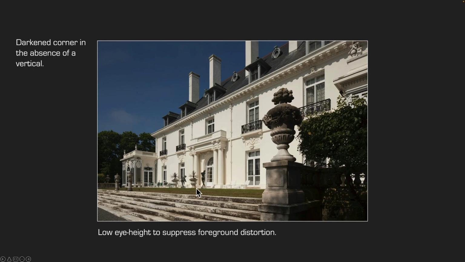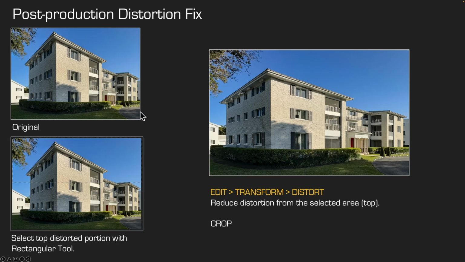Here's another example. I'm really low to the ground. I want a monumental kind of feeling to this building, and I don't have a full height vertical here, so in post-production, I burned the corner a little bit, again, to give me a little bit of extra framing. Now, there is a post-production fix if you can't do any of these things, but you know that you've got something that looks like this and it's not right.